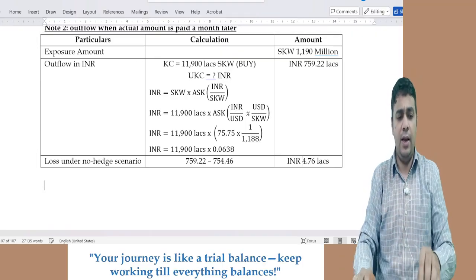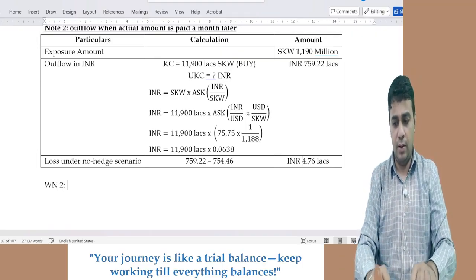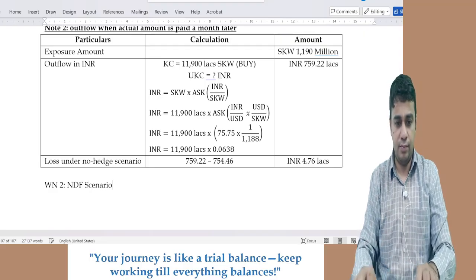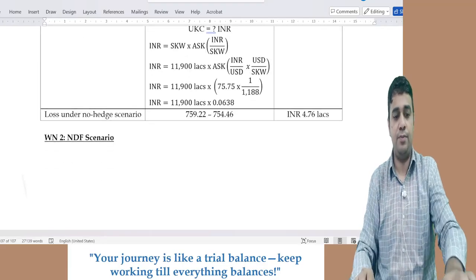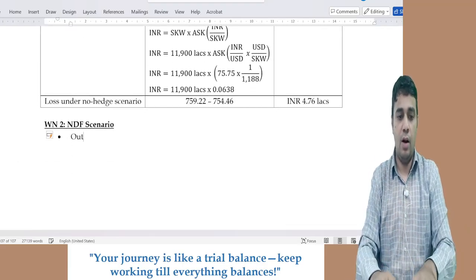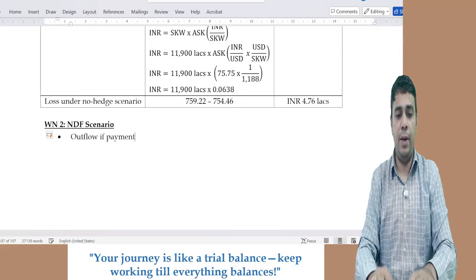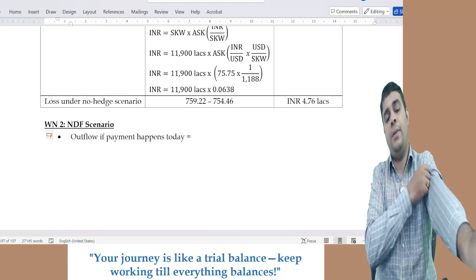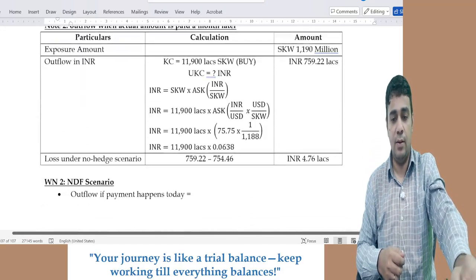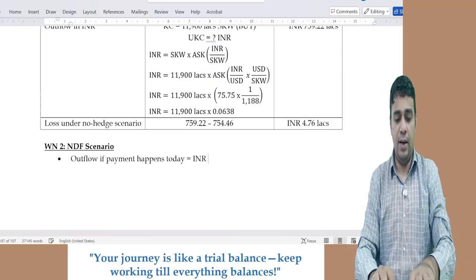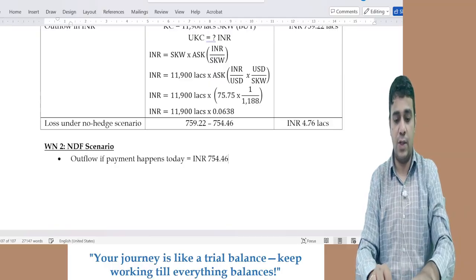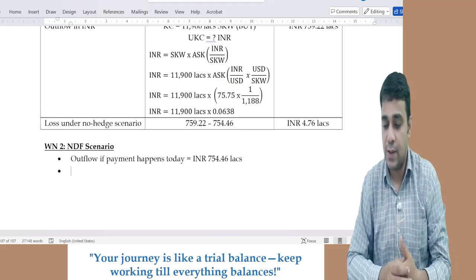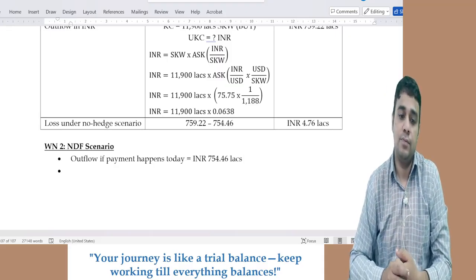All right. NDF scenario. Outflow if payment happens today: INR 754.46 lakhs.